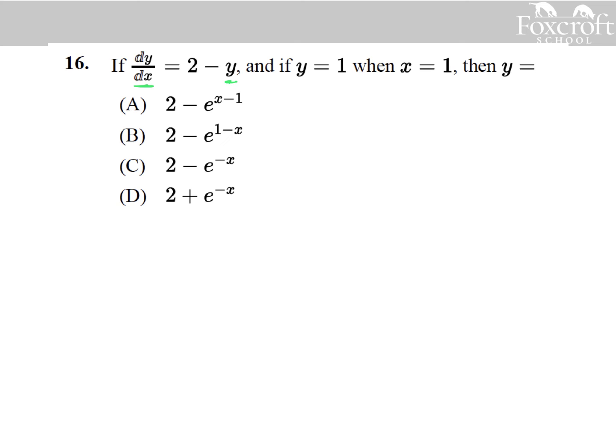So if x equals 1, y should equal 1. All right, well, I should just make sure that if I plug in x equals 1 into any of these, I'm going to get y equals 1 because that'll help eliminate some of my options.